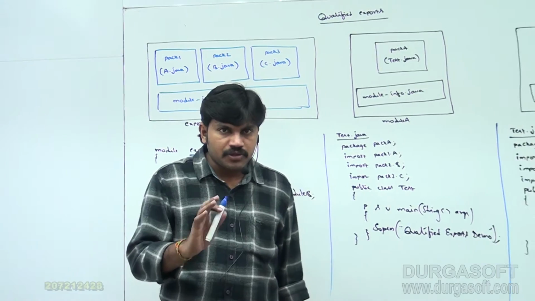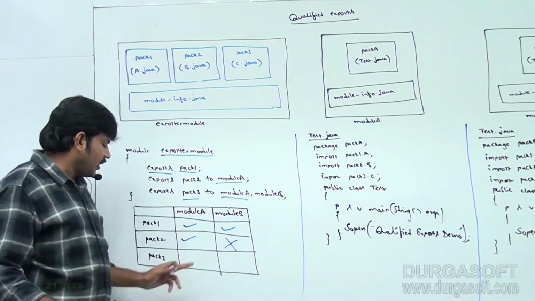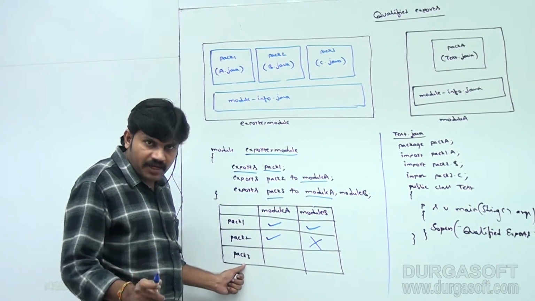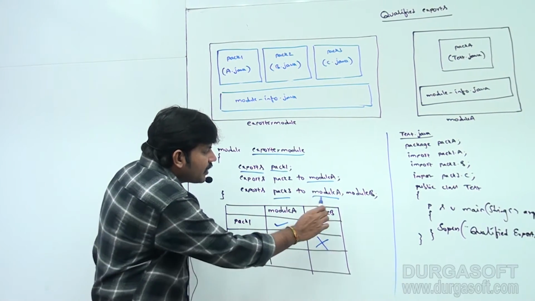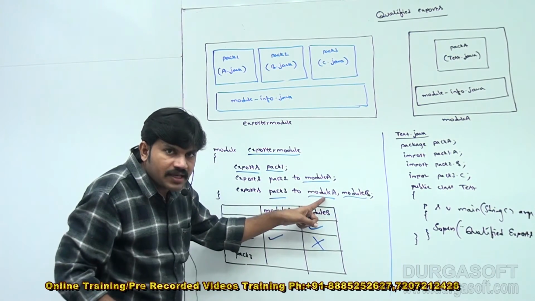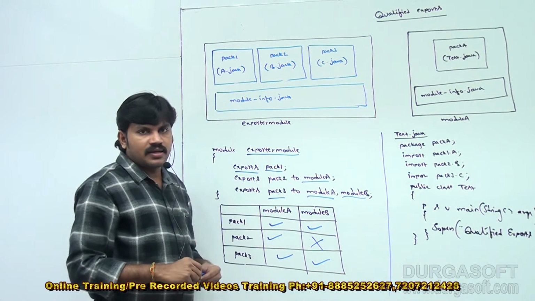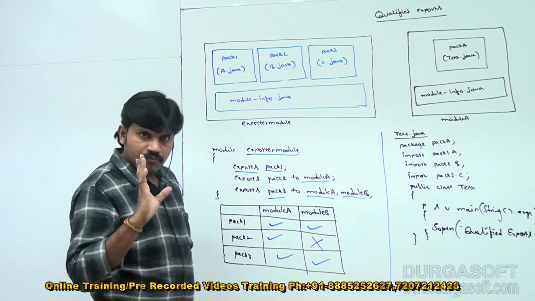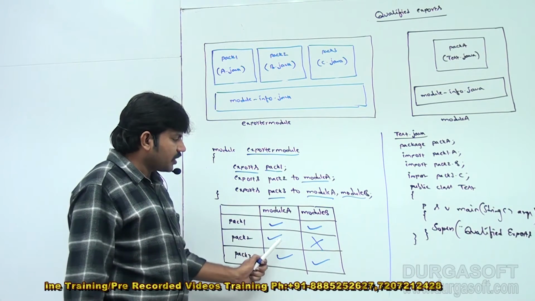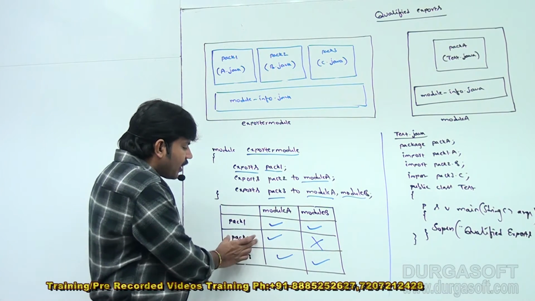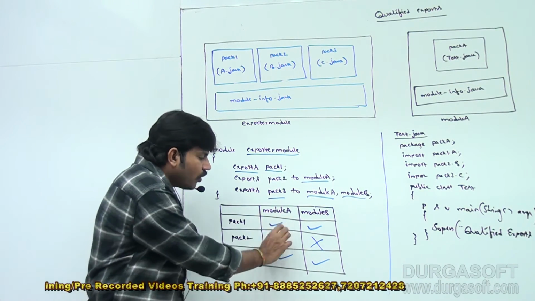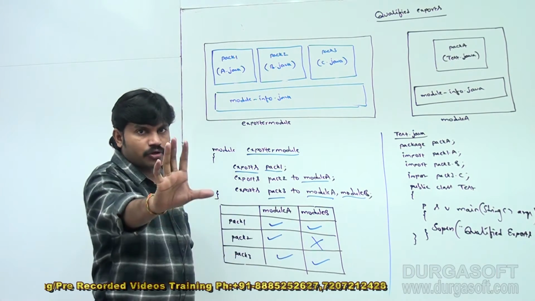Make sure you are aware clearly. Next, pack 3: pack 3 is available to module A and module B, so available here and here. Clear? Are you able to understand? Make sure you have clear clarity. So pack 2 is available only for module A but not for module B.